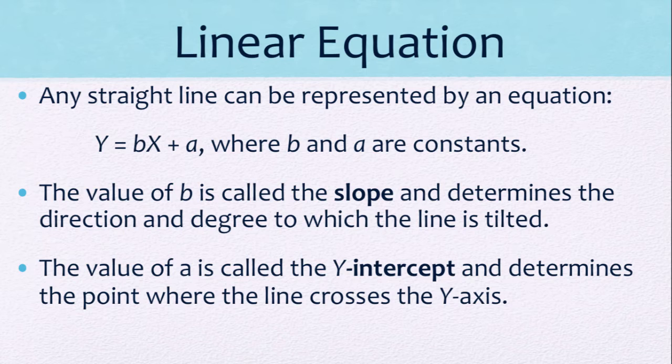The value of a is called the y-intercept and determines the point where the line crosses the y-axis. Another way to describe the y-intercept is the value of y when x is 0.